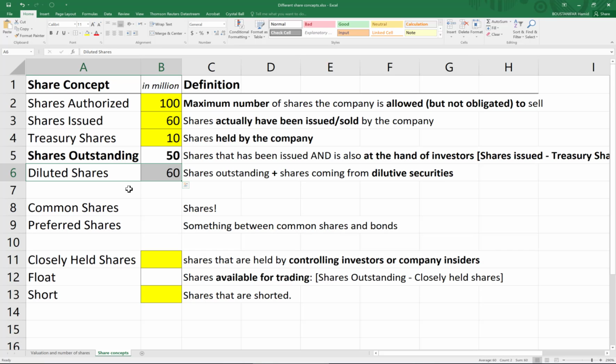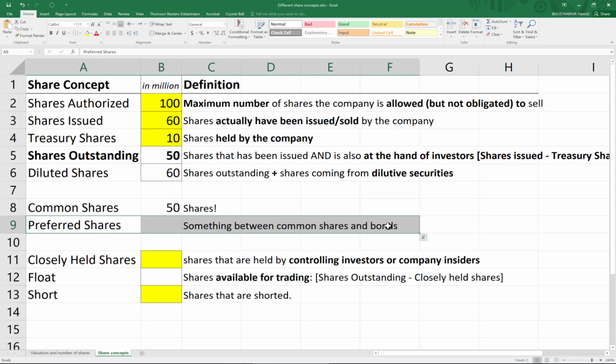So now there's another concept, which is the common shares that you would often see, and that's in fact the regular shares. So anytime we talk about shares, we mean in fact common shares. So the common shares outstanding here would be exactly the shares outstanding, that is 50 million.